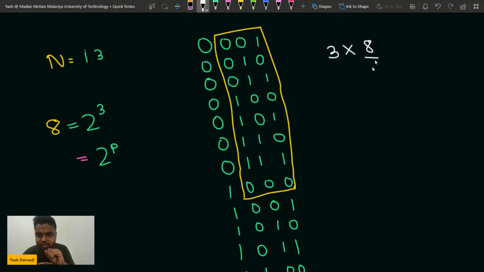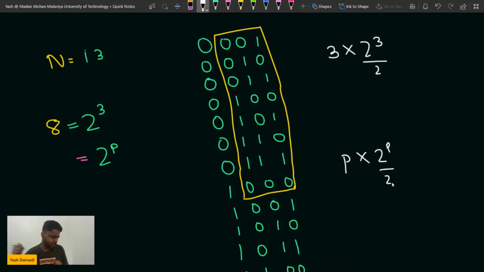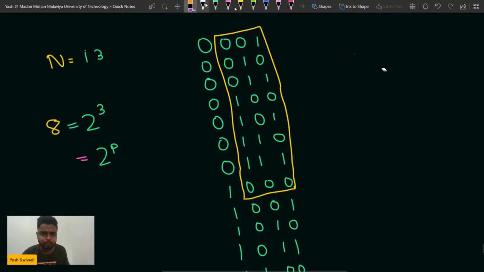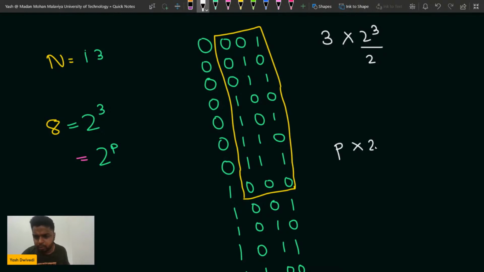Let me write it like this: 3 into 2 to the power 3 divided by 2. If I'm having p as the closest power of 2, then it is 2 to the power p divided by 2, this much part. Let me just highlight this part. Yeah, so this is the yellow part. I'll write it using yellow color only. Just give me a second. So this will be 3 into 2 to the power 3 divided by 2. In general, it will be p into 2 to the power p divided by 2.